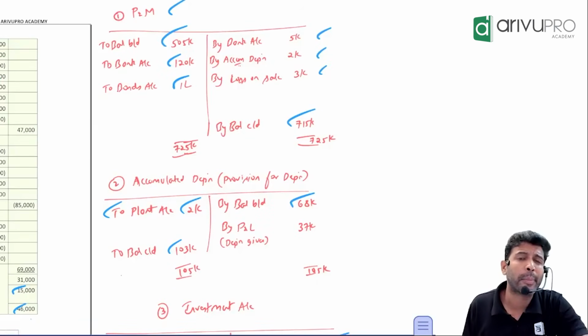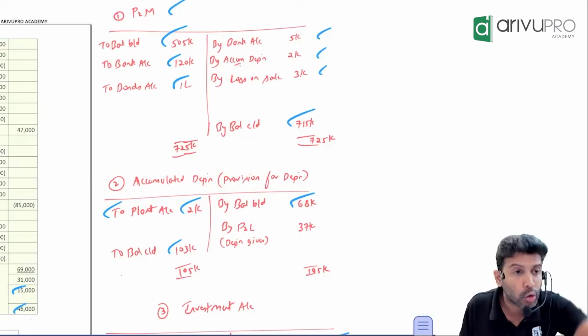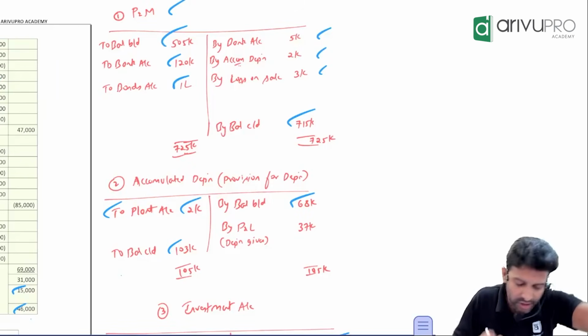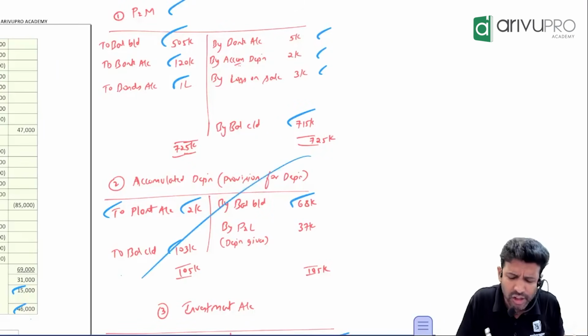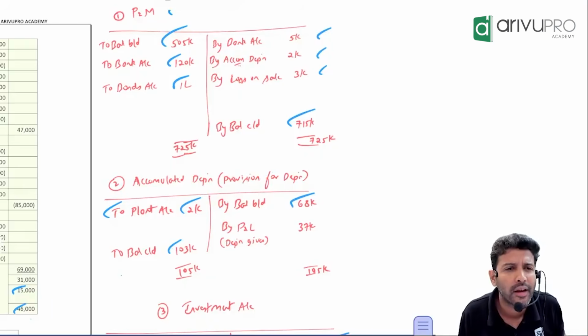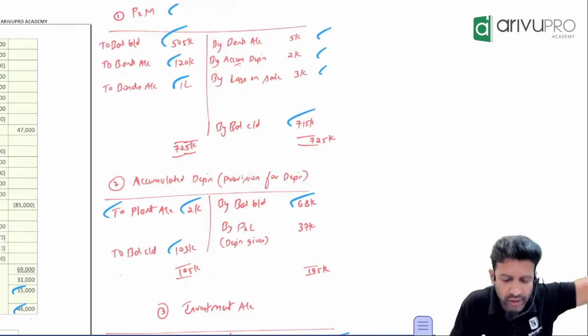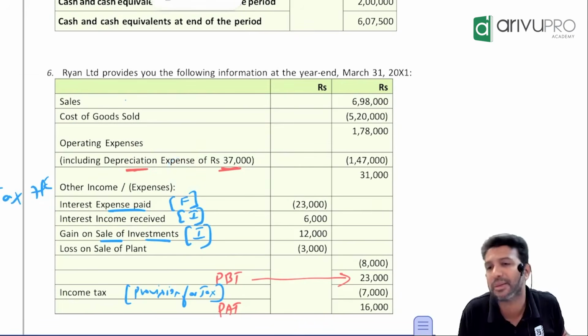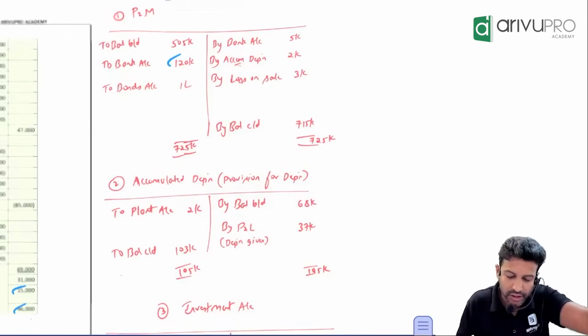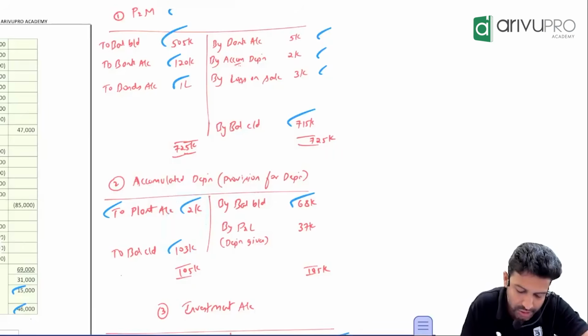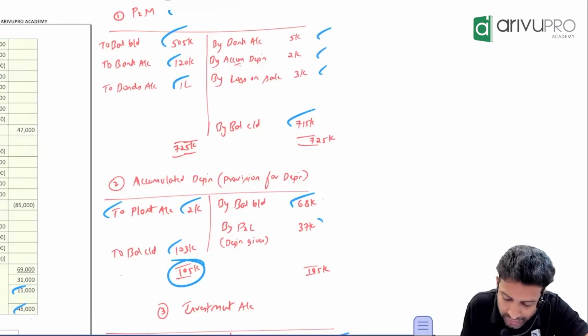Why did I say we prepare accumulated depreciation? To know the current year's depreciation. Here the irony is that you could have skipped this ledger, because the current year's depreciation is already available. How much? 37,000 in the first table. If this information was not available, then you would have got it as a balancing figure. Check if you want. Do the total of these two. How much? 105. Then 105 minus 68.